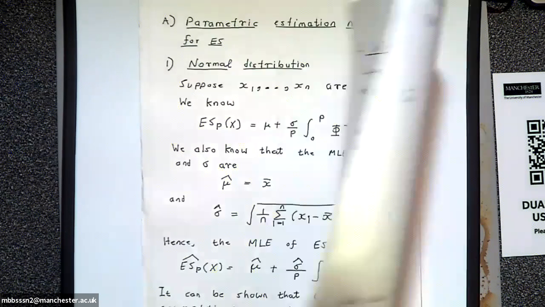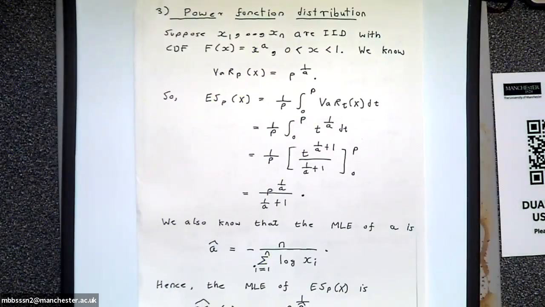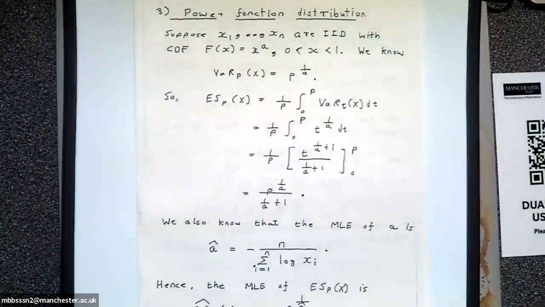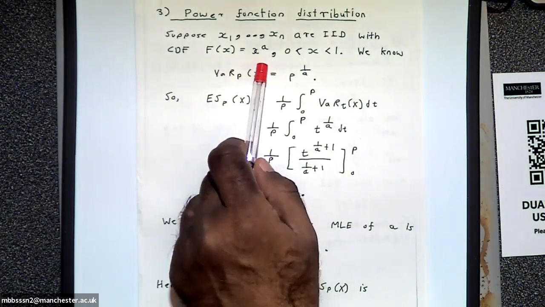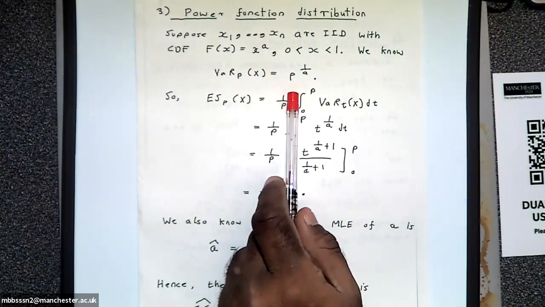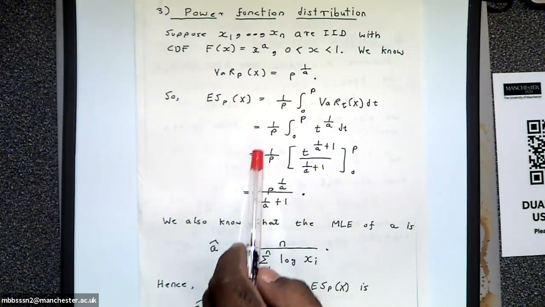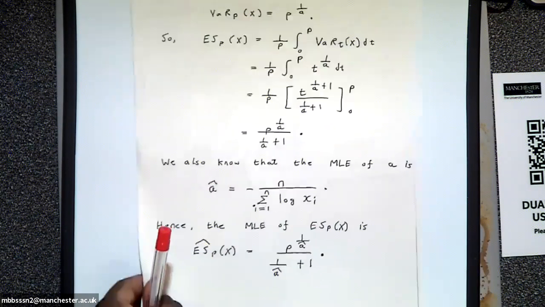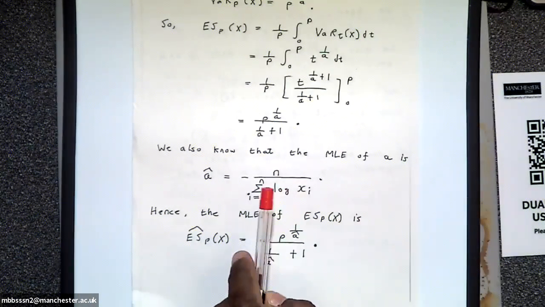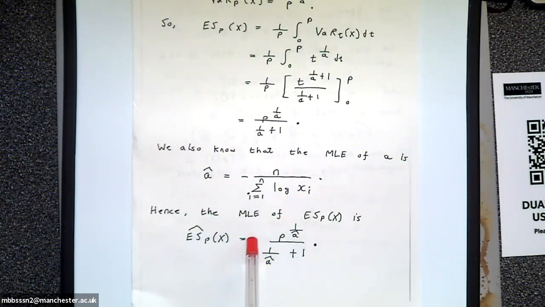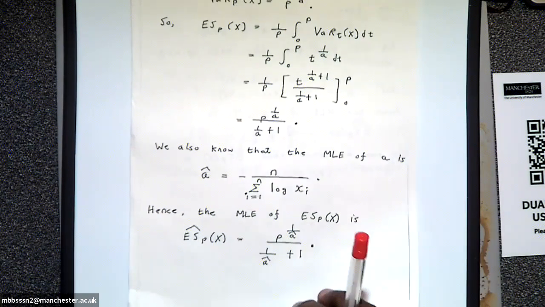Okay. And method number 3 is this. We assume that the losses are from a power function distribution, which has this CDF. So the VaR is given by this formula. The expected shortfall is given by this formula, right? And we know from last week that the MLE for A is this one, and hence the MLE for expected shortfall is this one, right? That's expected shortfall.